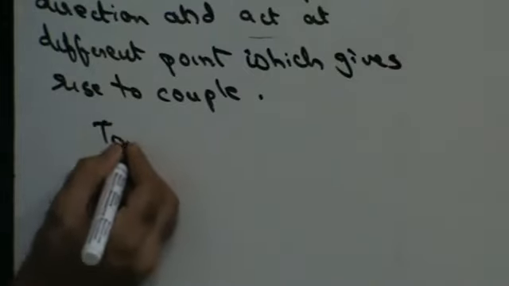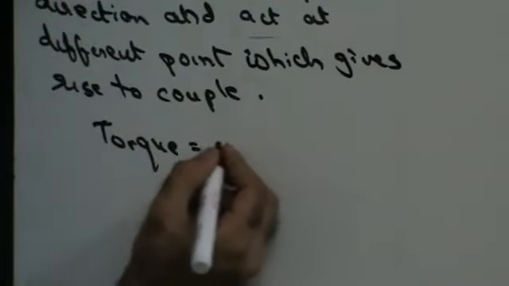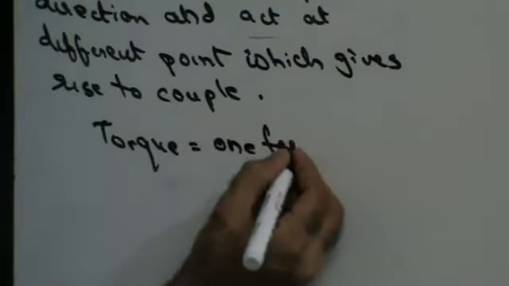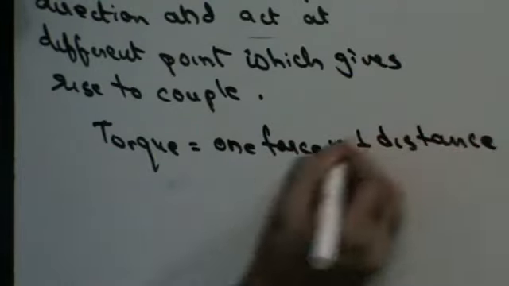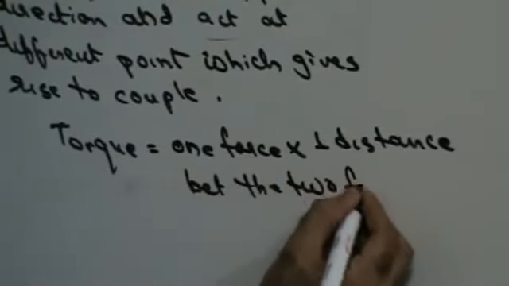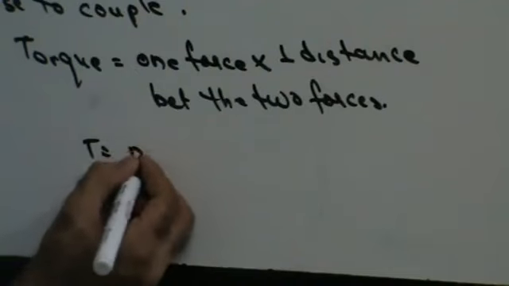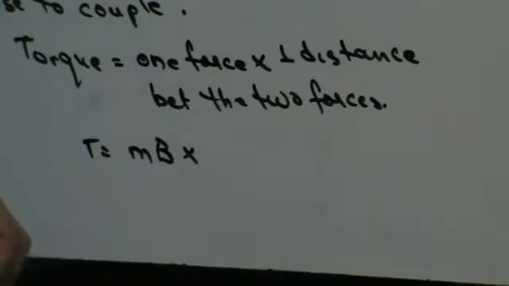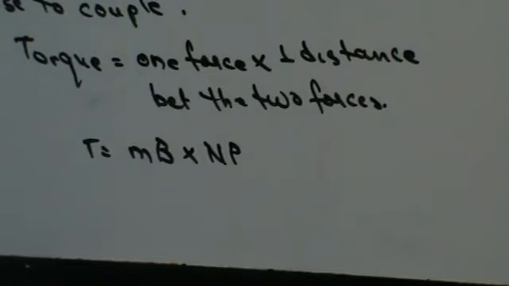How do I write the formula for this? Couple or torque is the same thing. Torque is given by the formula: any one of the force multiplied by the perpendicular distance between the two forces. Right? So in our diagram, torque is going to be any one force, that is MB, multiplied by the perpendicular distance between the two forces. From the diagram we see that the perpendicular distance between the two forces is NP.